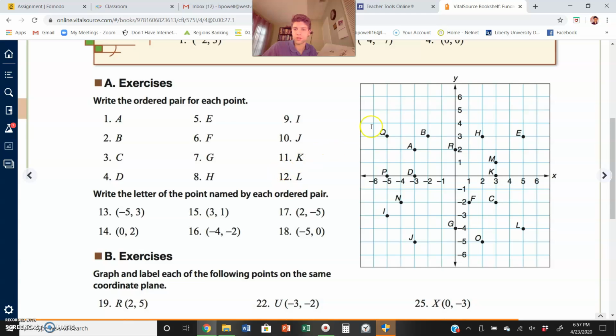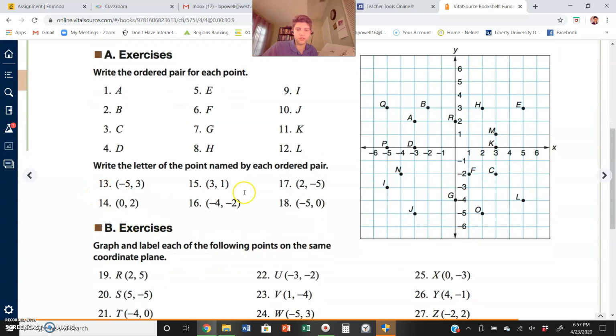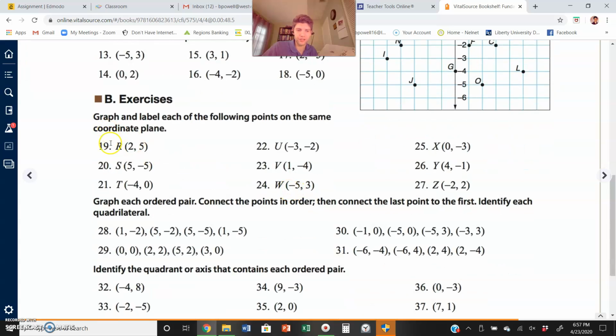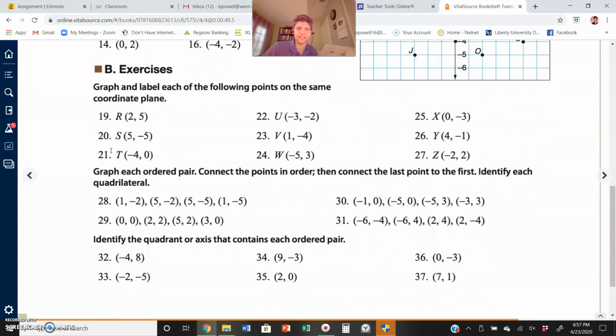So for 1 through 12, you're going to use this coordinate plane. For number 13 through 18, you're going to use this same coordinate plane as well. So these letters will be used for 1 through 18. Okay? But for the B exercise, starting with number 19, it says graph and label each of the following points on the same coordinate plane. So what I would do on your homework is I would write or draw a coordinate plane.